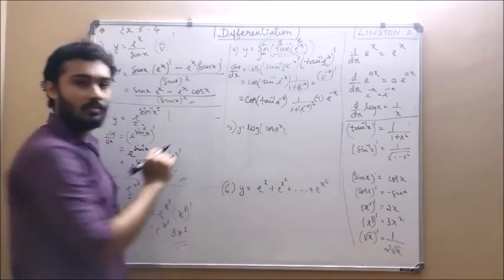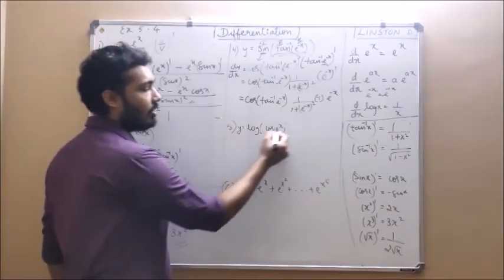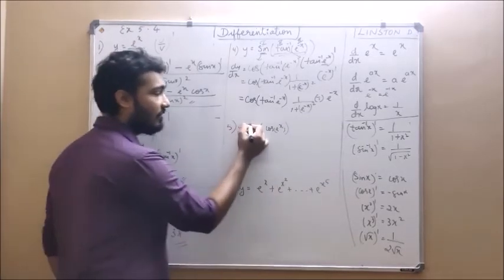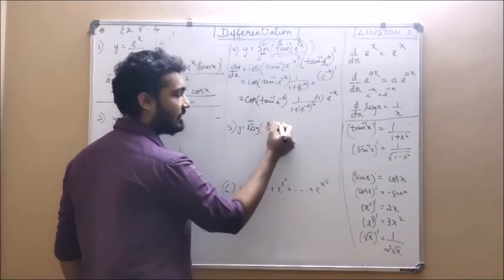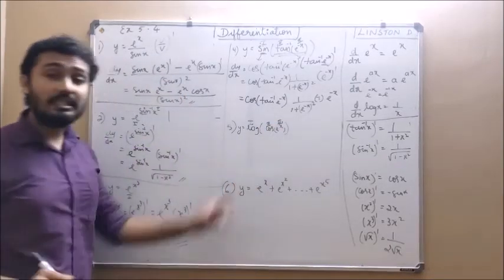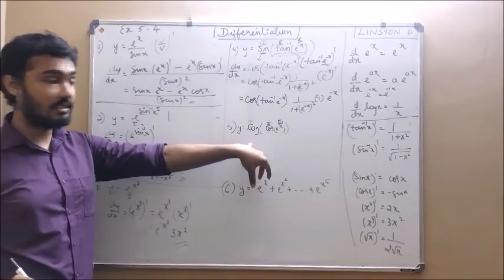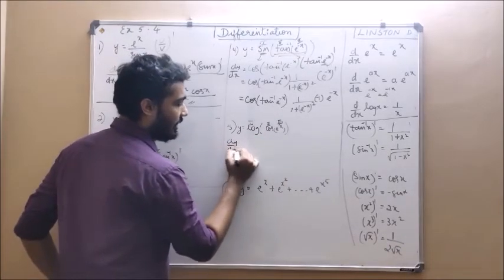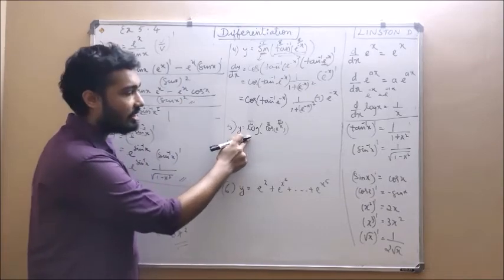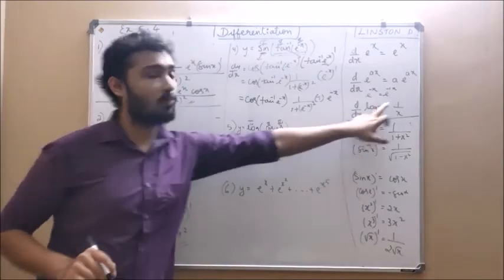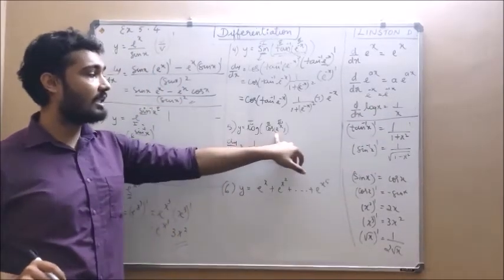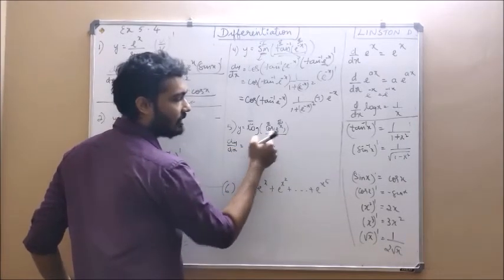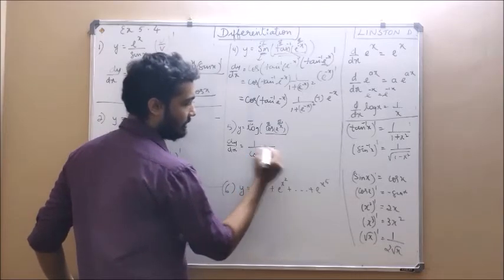Next we have the fifth question, y equal to log of cos e power minus e power x. So here also, how many functions are there? This is the first function, this is the second function, this is the third function. There are 3 functions. So we differentiate the first, then the second, then the third. So dy by dx equal to, first differentiate log x. The differentiation of log x is 1 by x. Instead of x, there is cos e power x. So it is 1 by cos e power x.